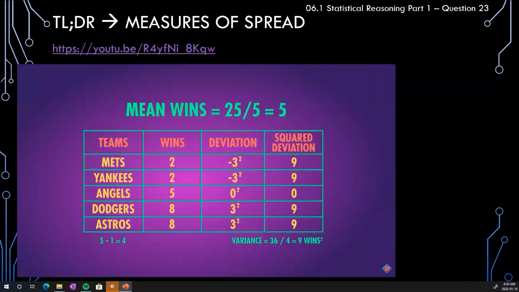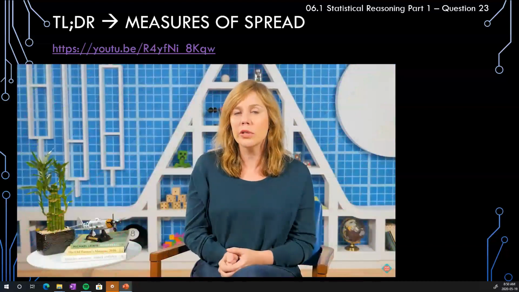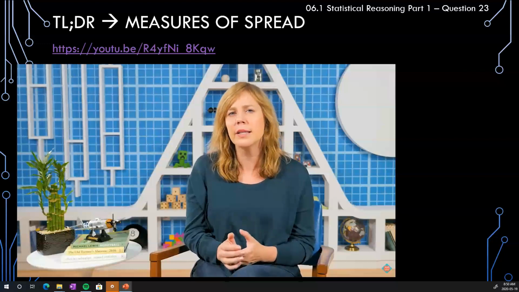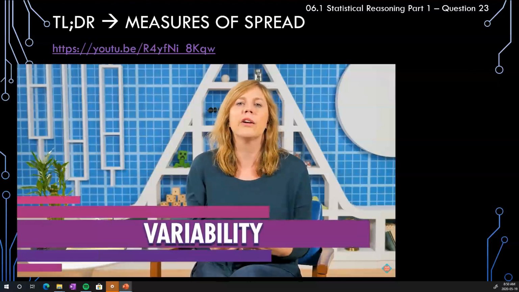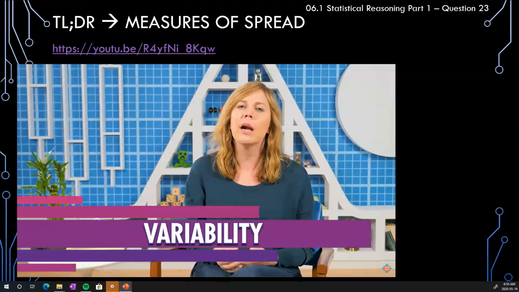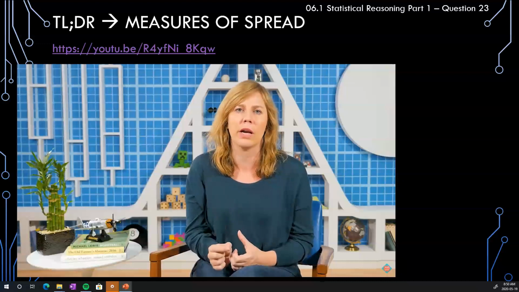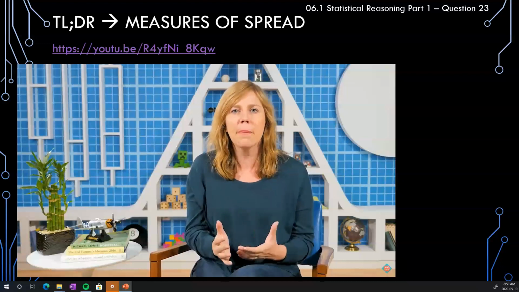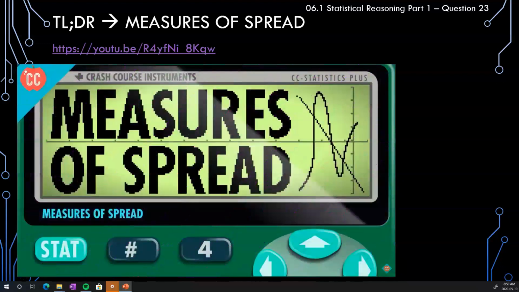And yes, I know 9 squared wins doesn't mean anything, but when we square our numbers, we're also squaring our units right along with them. Even though squared wins isn't an understandable unit to us, the variance is still a really useful number to have because it tells us how much variability is in our data. In our baseball example, it tells us roughly how far each team's win record is from the mean. We'll see it pop up quite often once we get to inferential statistics. For now, let's go to the thought bubble.